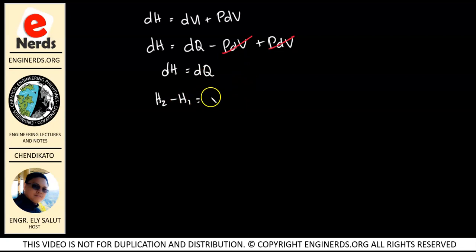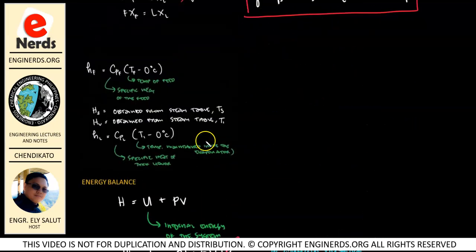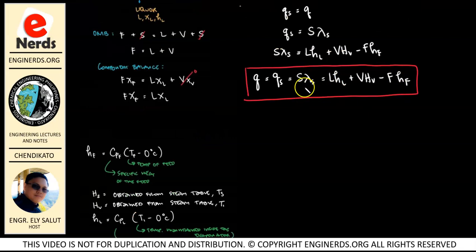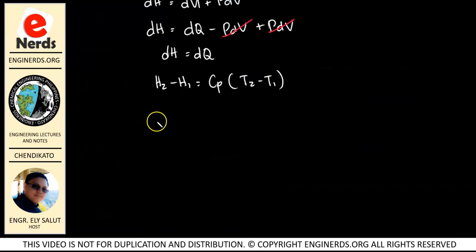Okay, and our dQ is equal to Cp times (T2 minus T1). And this is what we are going to use. We are going to substitute that in the equation we obtained. So we have S lambda S is equal to L HL plus V HV minus F HF. Alright, so let me write that below. So we have S lambda S is equal to L HL plus V HV minus F HF.